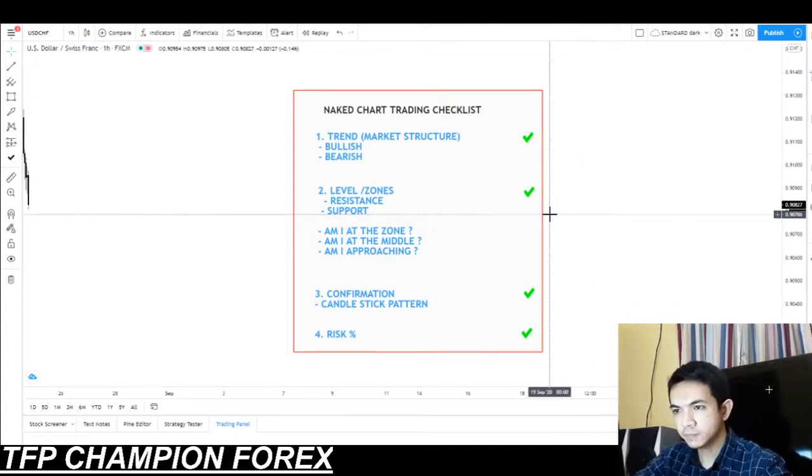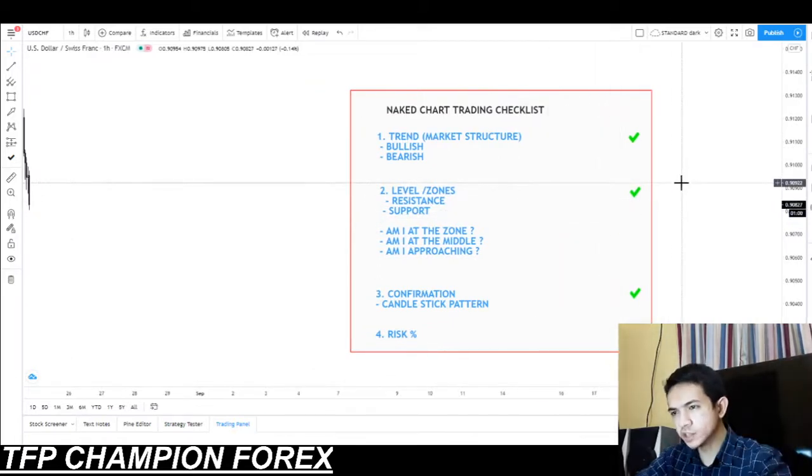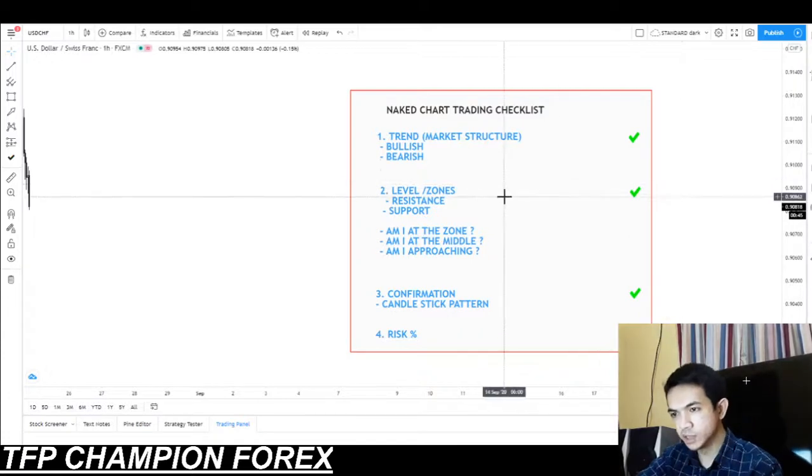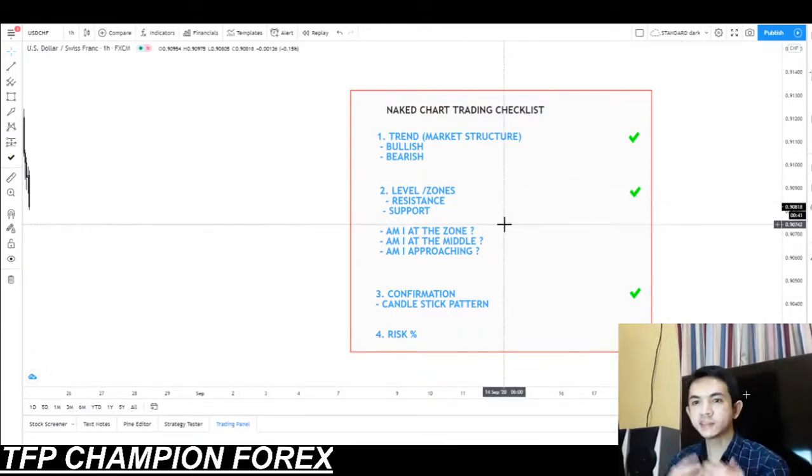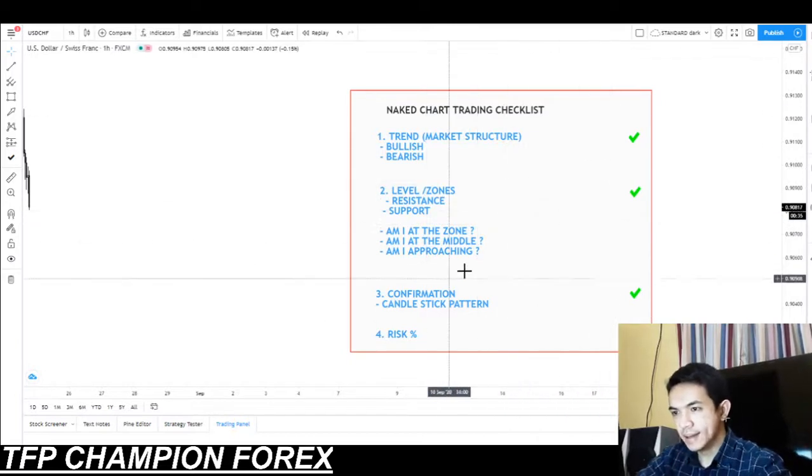All right. So first is, what is the trend or market structure? Is it bullish or bearish? Ask yourself that question, first things first. Secondly, where am I at the level or zone? Am I at a zone like resistance or support? Am I at the middle or am I still approaching those zones?